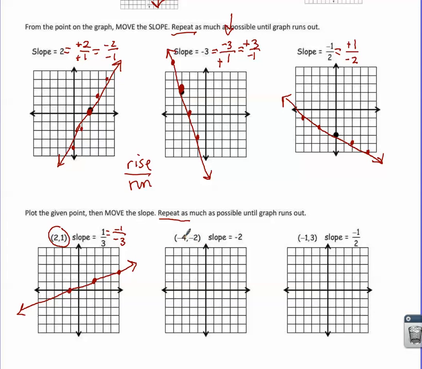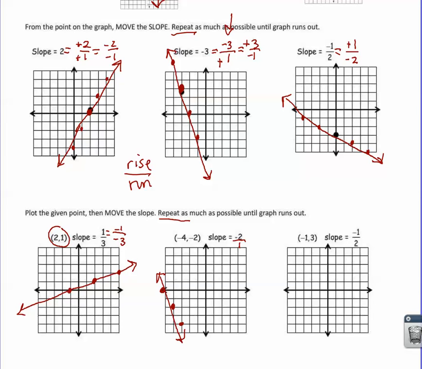In the second example, (4, -2). So start at the origin, walk 4 units to the right, and then fly down 2 units. That creates your point. Now your slope is -2 over +1. So I'm going to go down 2, right 1, or up 2, left 1. That creates a negative slope. Make sure you have arrows on the ends of your lines.